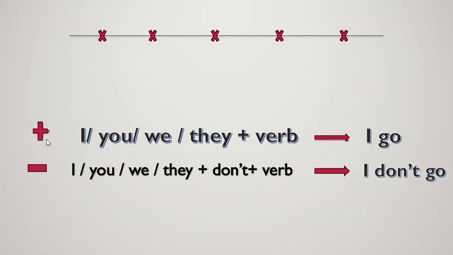In positive sentences, subjects I, you, we, they plus verb. For example, I go. But to make negative sentences, I, you, we, they plus don't plus verb. I don't go.